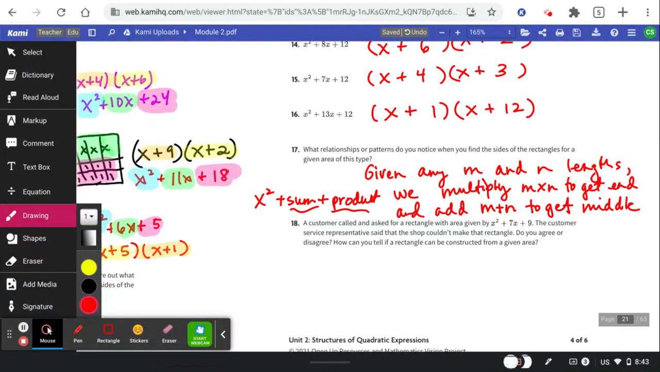A customer asked for a rectangle with x squared plus 7x plus 9. The customer service representative said the shop couldn't make that rectangle. Do you agree or disagree? How can you tell if a rectangle can be constructed from the given area?